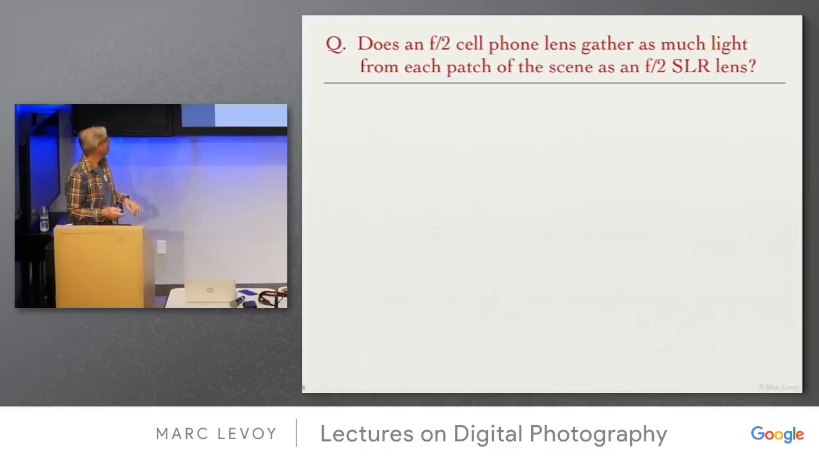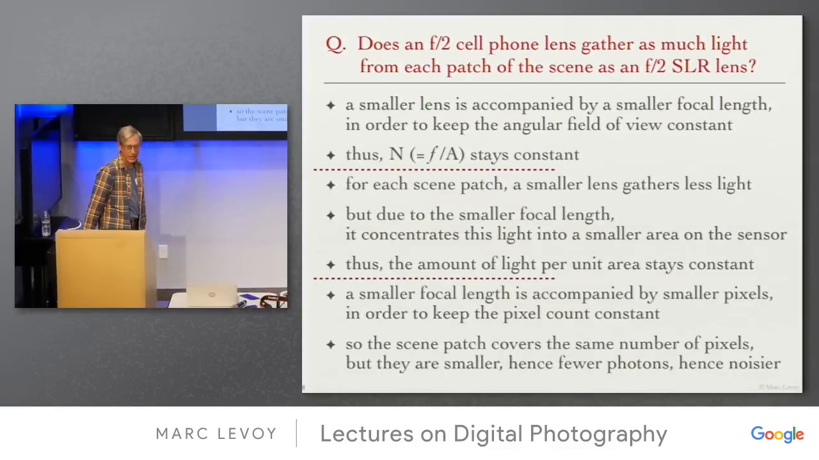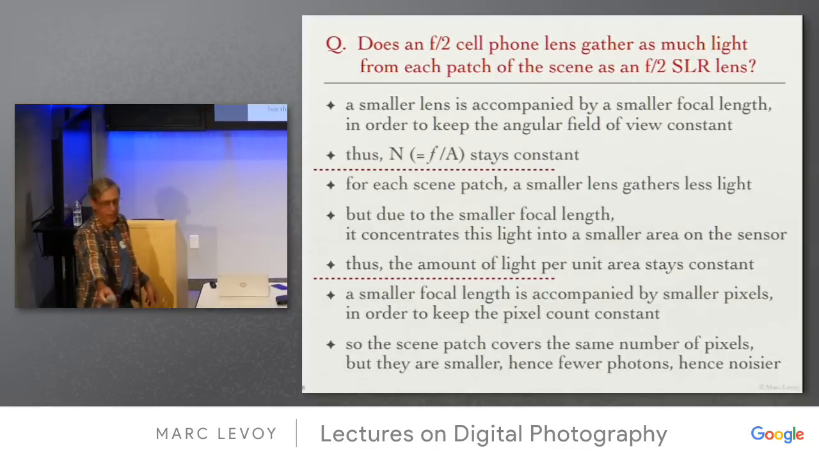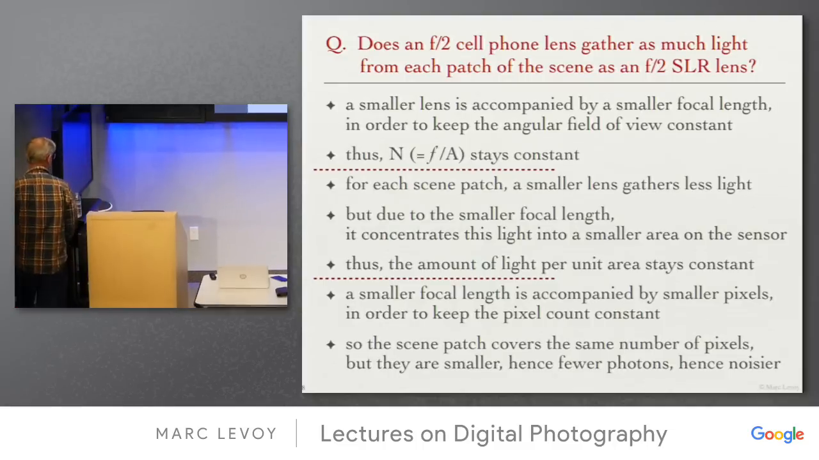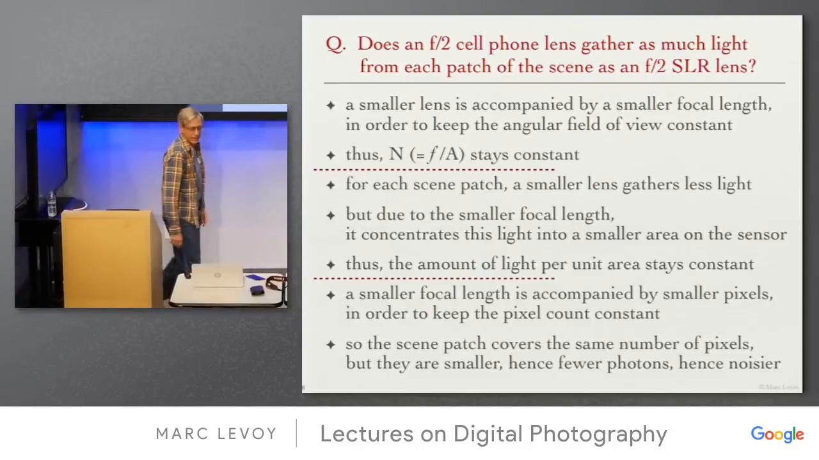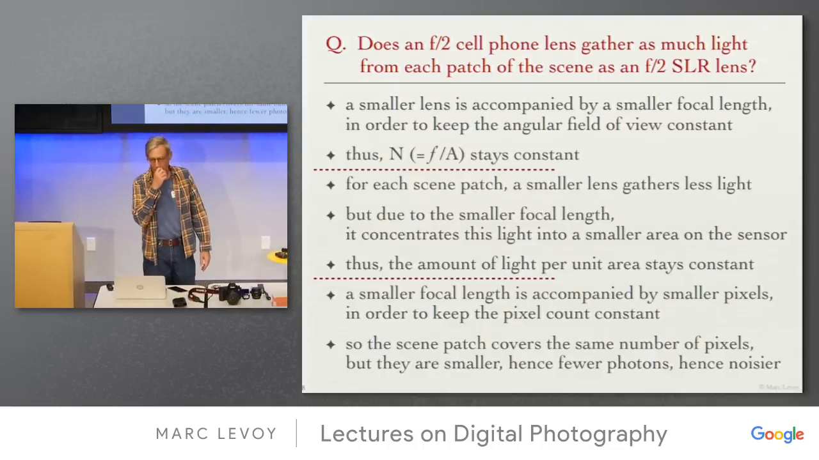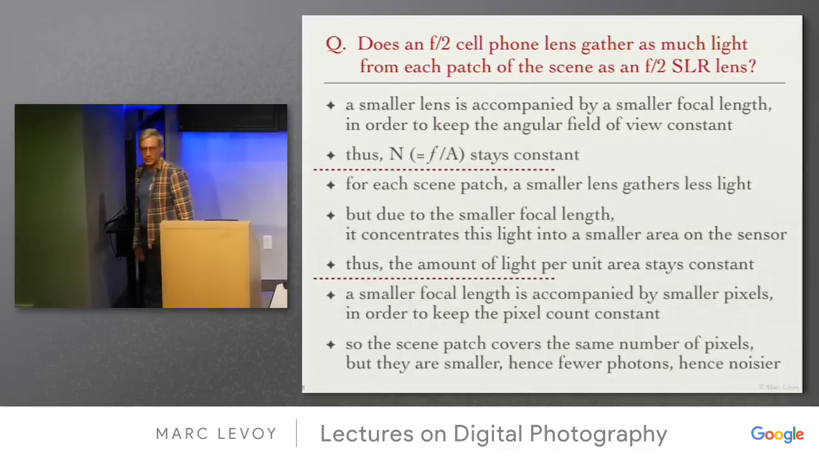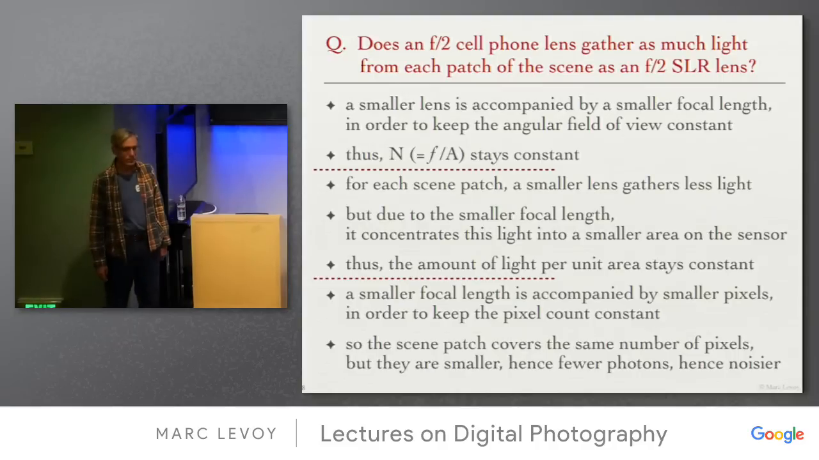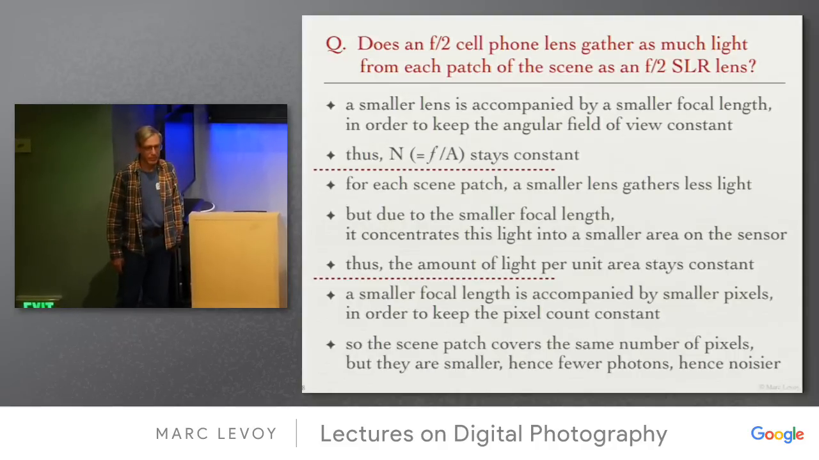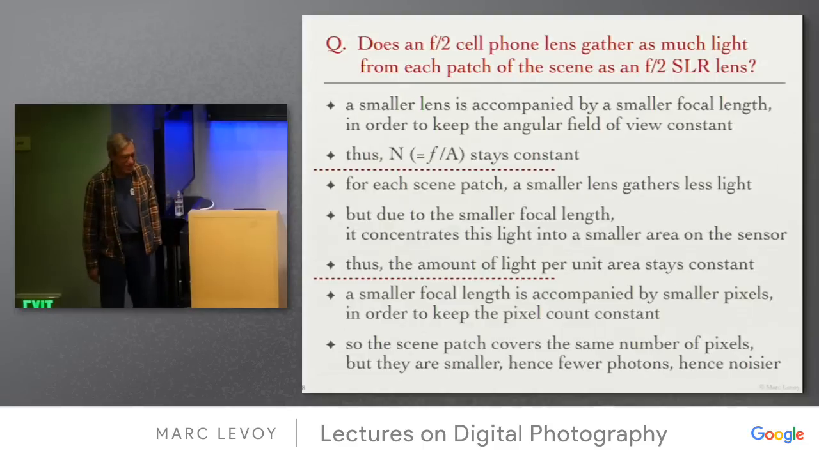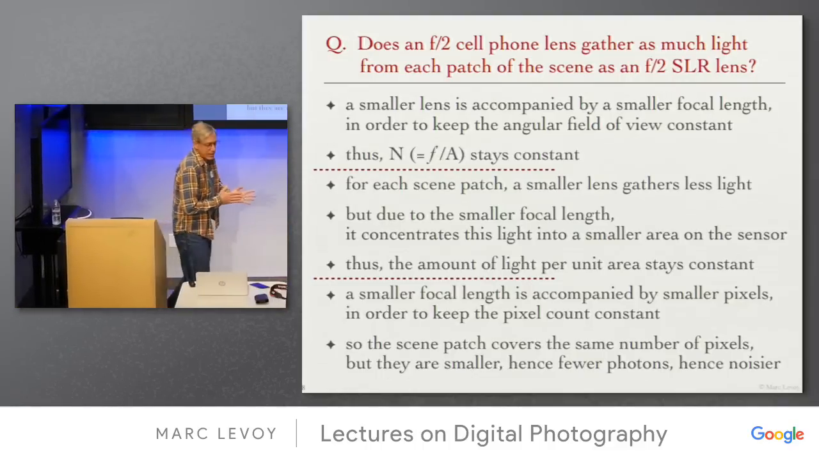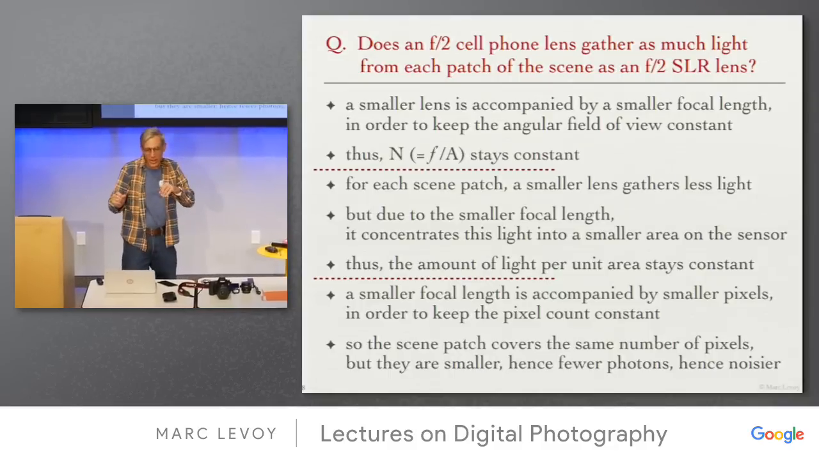Question. I have a Nikon D2H, and it has, I think, 4 megapixels. And I thought 4 megapixels was wonderful. So why are they putting all these big pixel counts in these little cell phone cameras? It's a good question. If it's noisier, why wouldn't you just give me a 4 megapixel sensor and I'd be really happy? Yeah, there are a number of factors there.